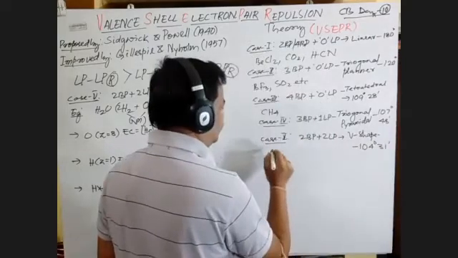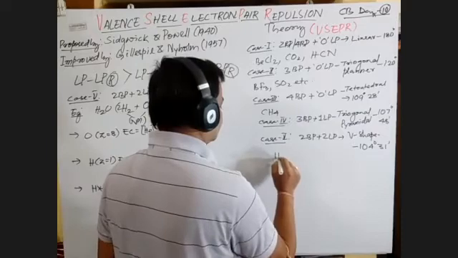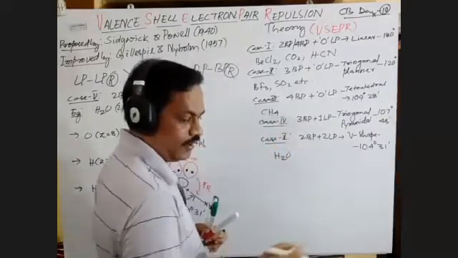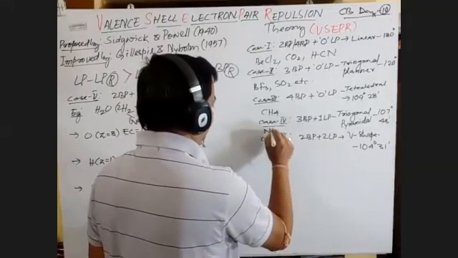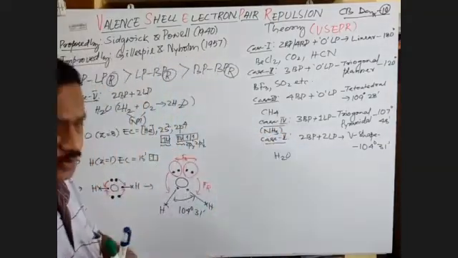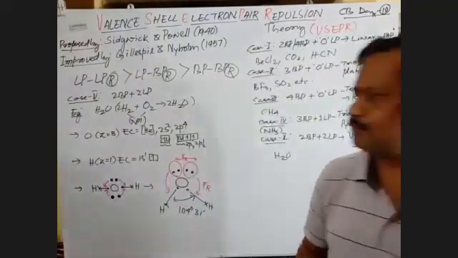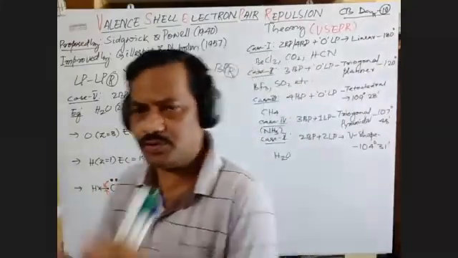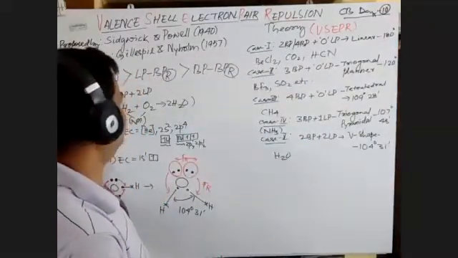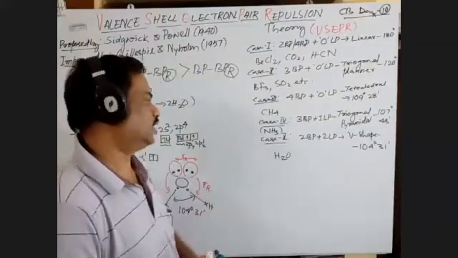The example of this is water. For case 4, the example is ammonia, NH3. So like that, you can predict the shape of the molecule if you know how many lone pairs of electrons are present and how many bonded pairs of electrons are present with the central atom.